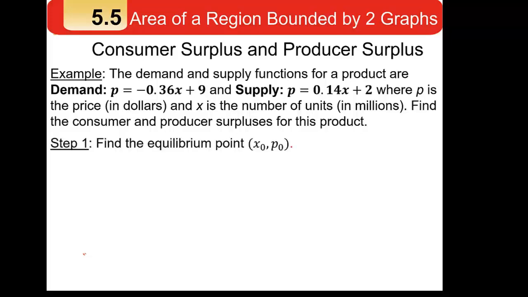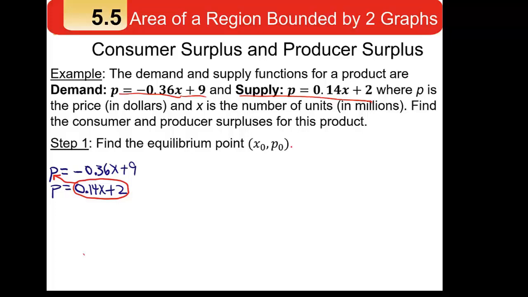It's simply an application of the formulas, but in order to use the formulas, if you remember, you have to know the equilibrium point. So unless you're given it, you have to first find the equilibrium point. Well, the equilibrium point is just where the demand curve and the supply curve cross. So if you take the demand curve and supply curve and find the intersection point, you know that P is equal to negative 0.36x plus 9, and that P is equal to 0.14x plus 2.